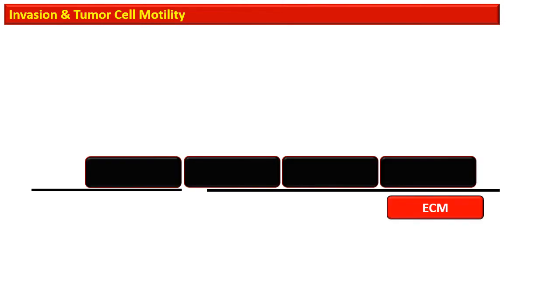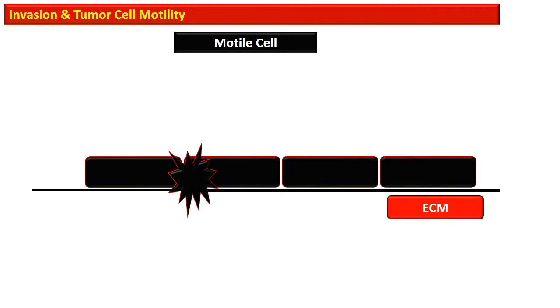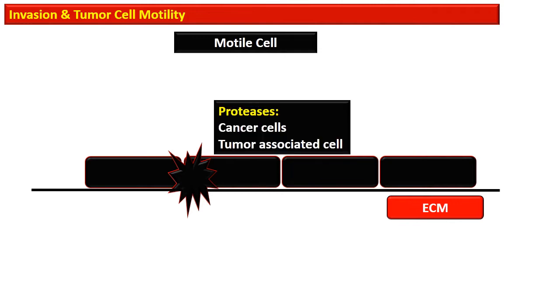Normally the cell rests on the basement membrane, and this basement membrane separates the cells from the extracellular matrix. These resting cells should become motile cells to invade local tissue as well as to move distantly, and this is achieved by the release of proteases, which come from cancer cells and also from tumor associated cells such as tumor stromal cells or inflammatory cells which are associated with the tumor.